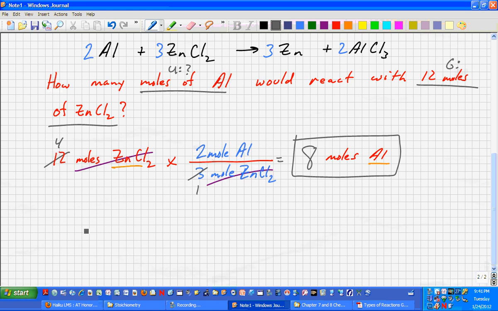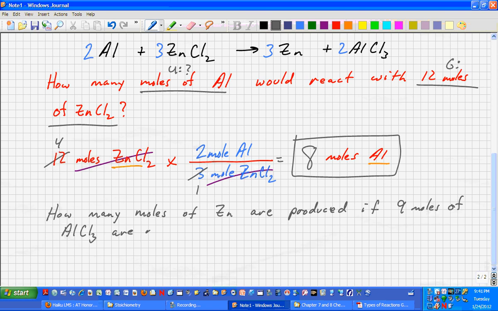Let's say we ask the question, how many moles of zinc are produced if 9 moles of aluminum chloride are made?